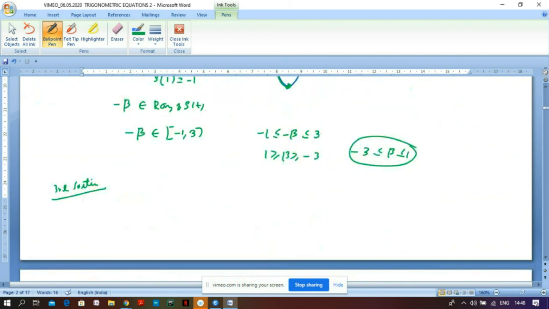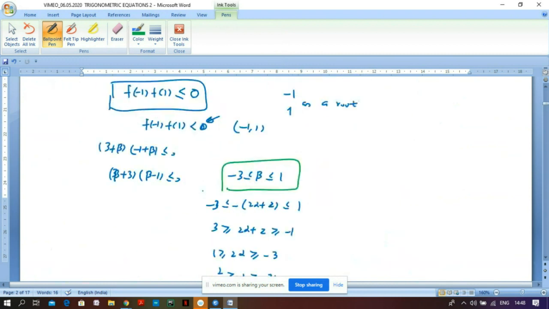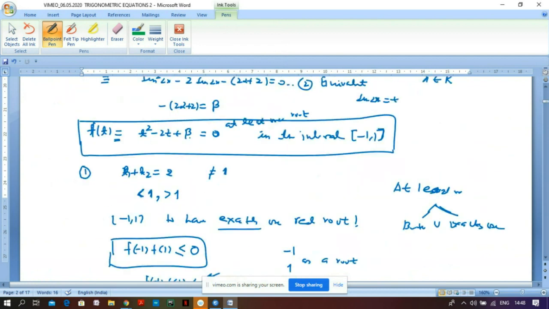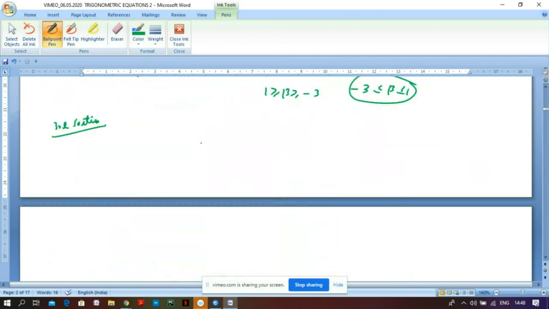The third is, of course, the routine one. Not very interesting, but still, if you don't get these two ideas, then sometimes it can save the day. So here we just write the plain approach: we have t square minus 2t plus beta. So we will write that t square minus 2t plus beta equal to 0, and we want that t must belong to negative 1 to 1.